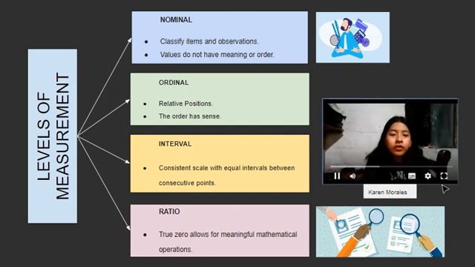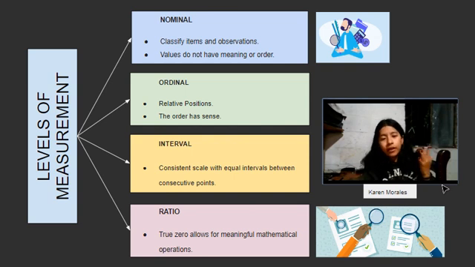Okay, so today we are going to talk about the levels of measurement. As we can see here, we have four levels of measurement, and the first one is the nominal measurement. It is a type of categorical data measurement that classifies items or observations into distinct unordered groups or classes. Also, in this scale, numbers or labels are used to represent different categories, but the values have no inherent numerical meaning or order.